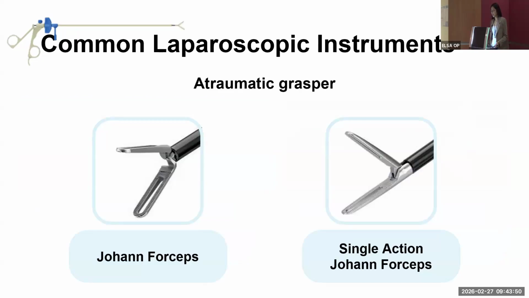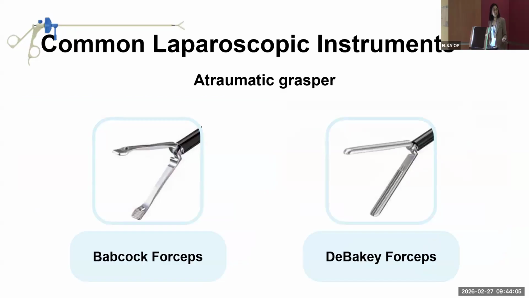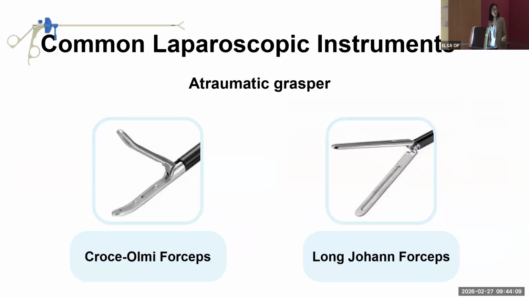Okay, so we'll go through all the instruments very quickly. These are atraumatic graspers, or the ones without teeth. So it's safe to use for the delicate organs, which are the stomach, the intestines, some lymph nodes. These are other ones, the Babcock we use for appendectomy, and this one for the bowels.